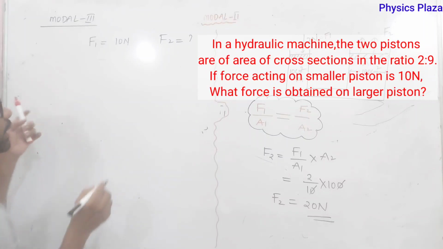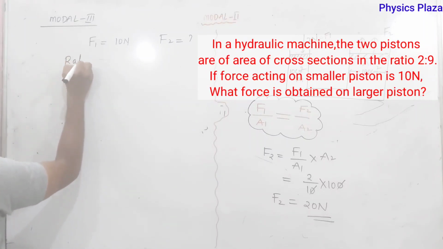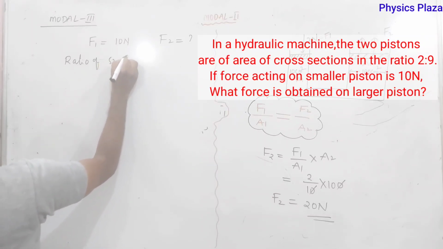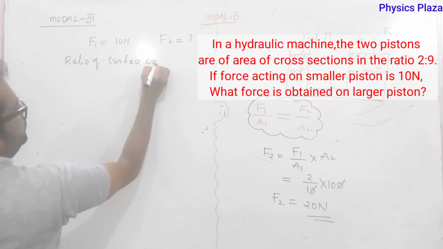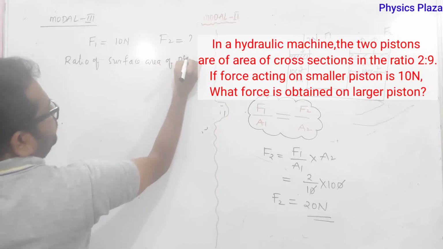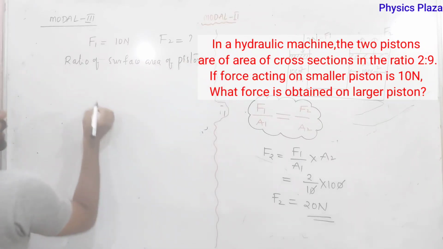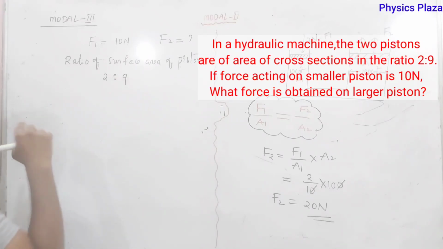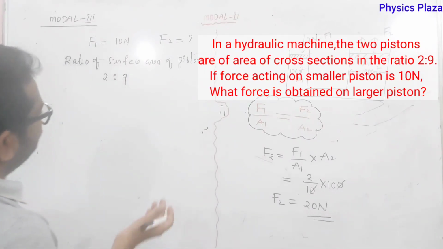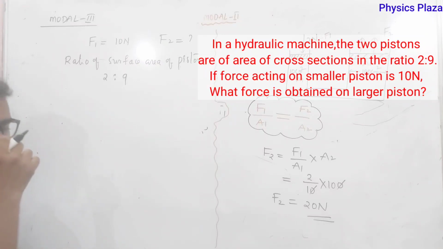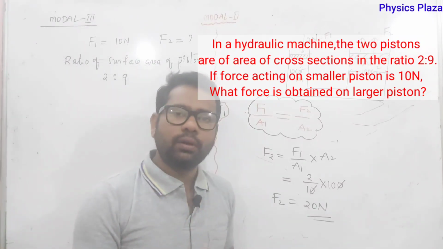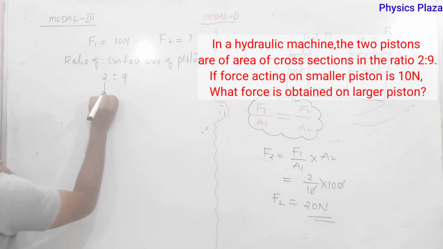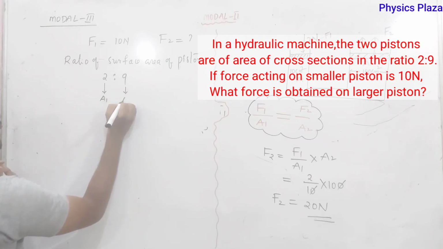But they will give the ratio of the surface area of the pistons, let us say 2:9, something like that. Some number will be given. Then you have to decide which one is A1 and which one is A2. Very simple. Whatever is the smaller value is A1, on which F1 will be acting. So you take this as A1 and this as A2.